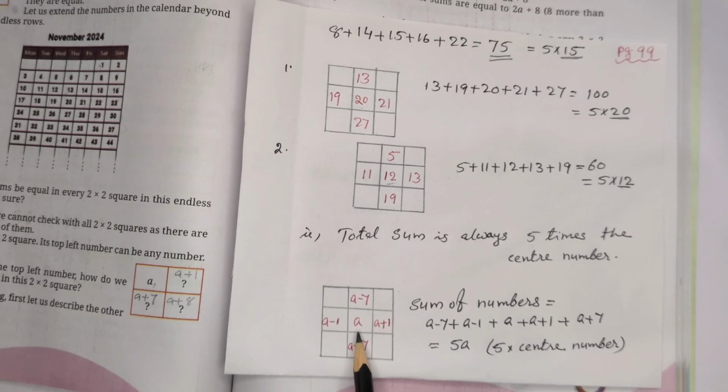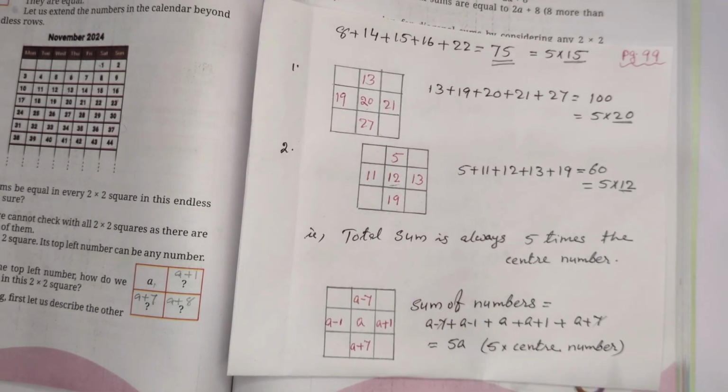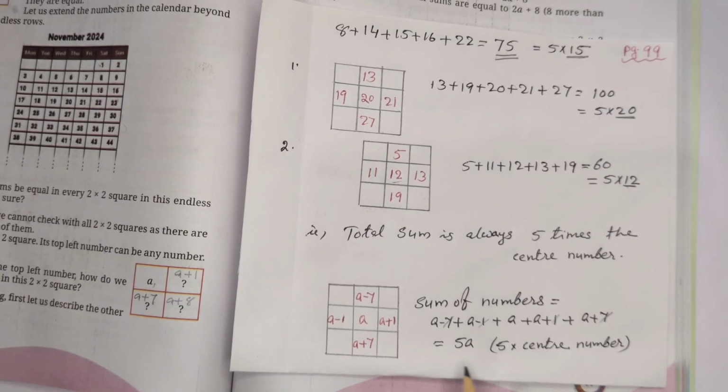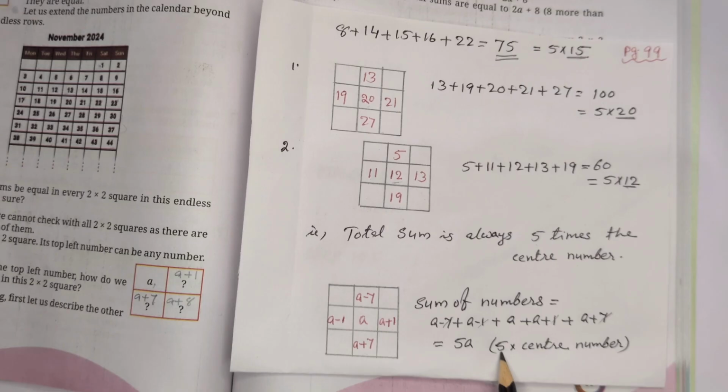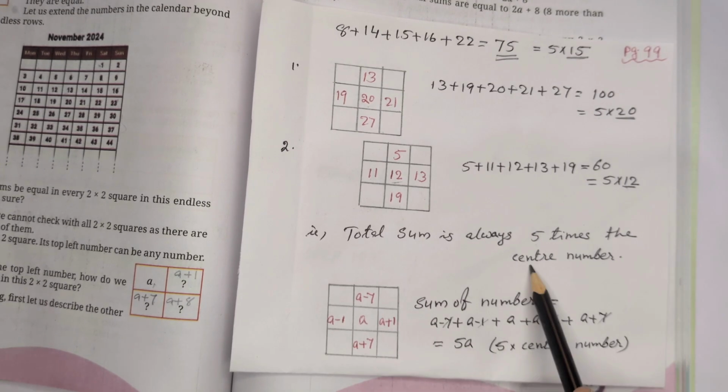So the general form: the central number we have taken as a. The sum of all these is a minus 7 plus a minus 1 plus a plus 1 plus a plus 7. When we add all this, we get 5 times a. Here plus 7 and minus 7 become 0. Plus 1 and minus 1 also become 0. Then only 5 times a remains. That means 5 into the center number a. So we are proving this rule in general: the sum of all the numbers in this pattern is 5 times the center number.